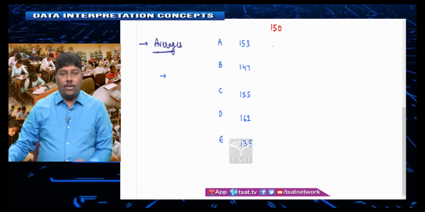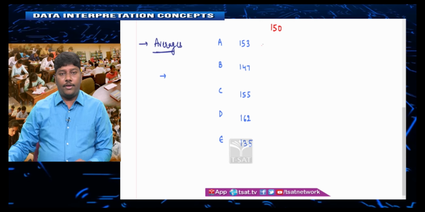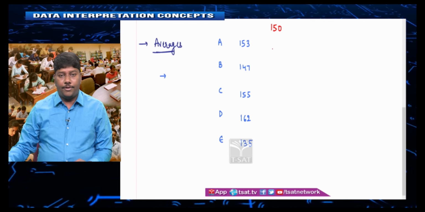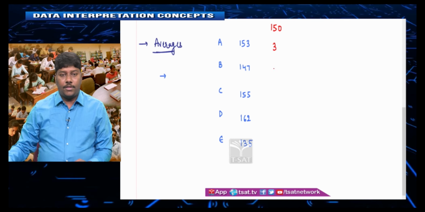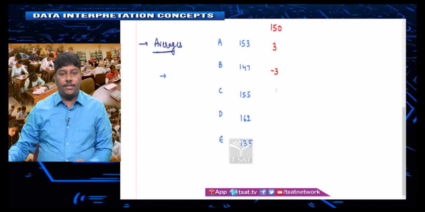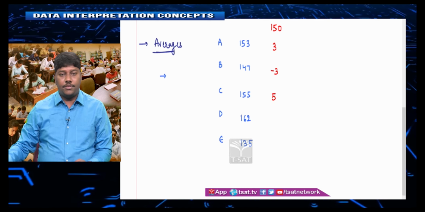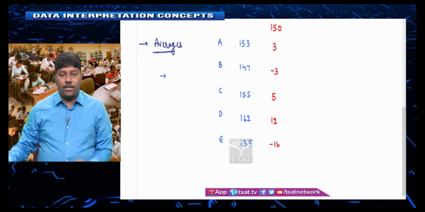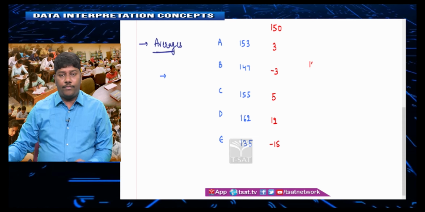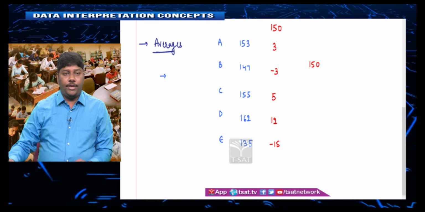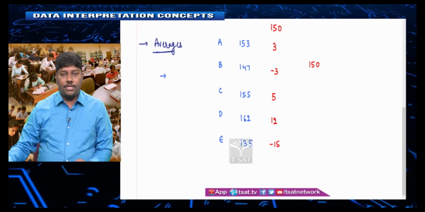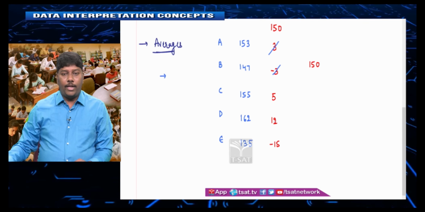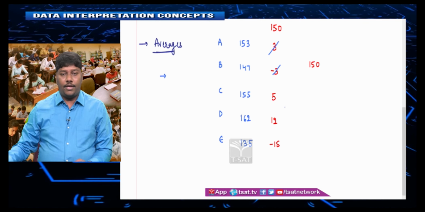What happens? Subtract this 150 from each and every observation. 153 minus 150 is 3 here. This is minus 3. I am finding the deviations. You call them deviations. So this is 12, this is minus 15. My assumption was 150. Now look at the deviations. What is the sum of deviations? 3 minus 3 get cancelled. 12 plus 5 is 17, minus 15 is plus 2.